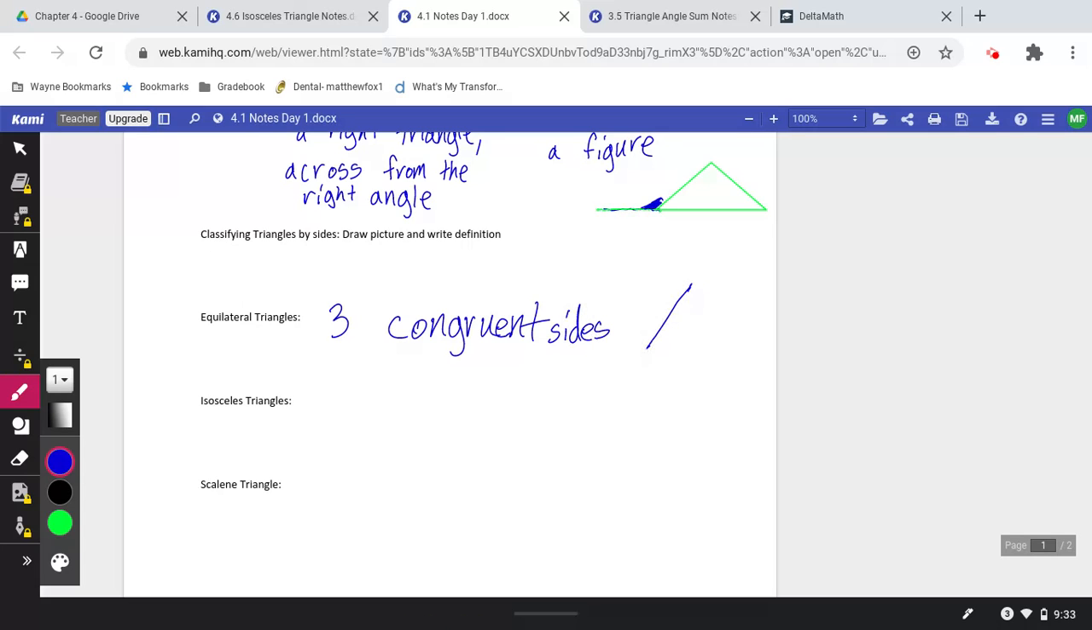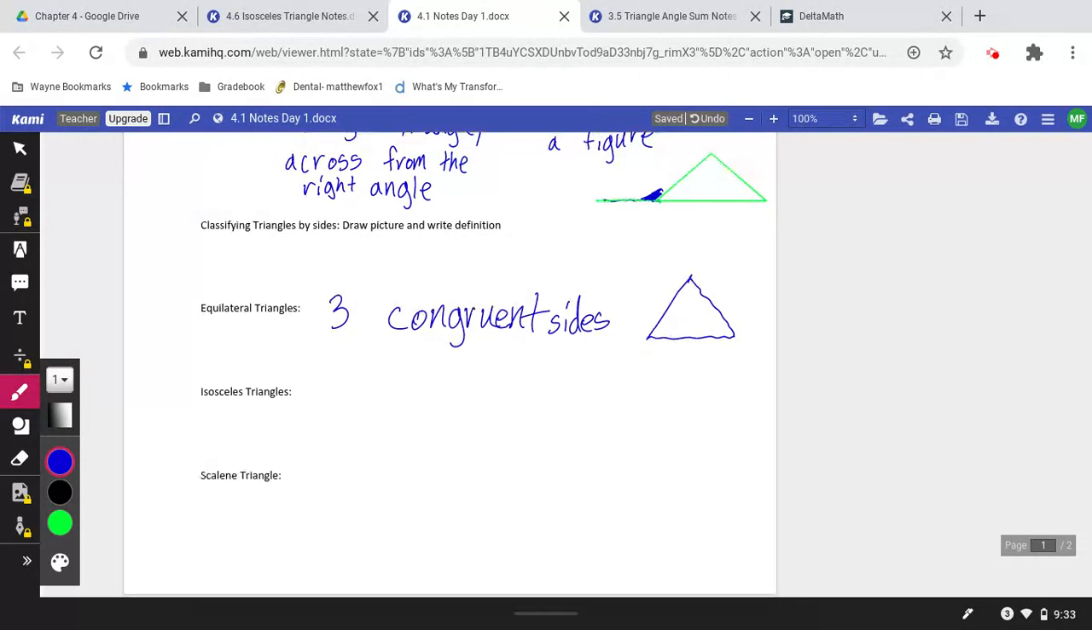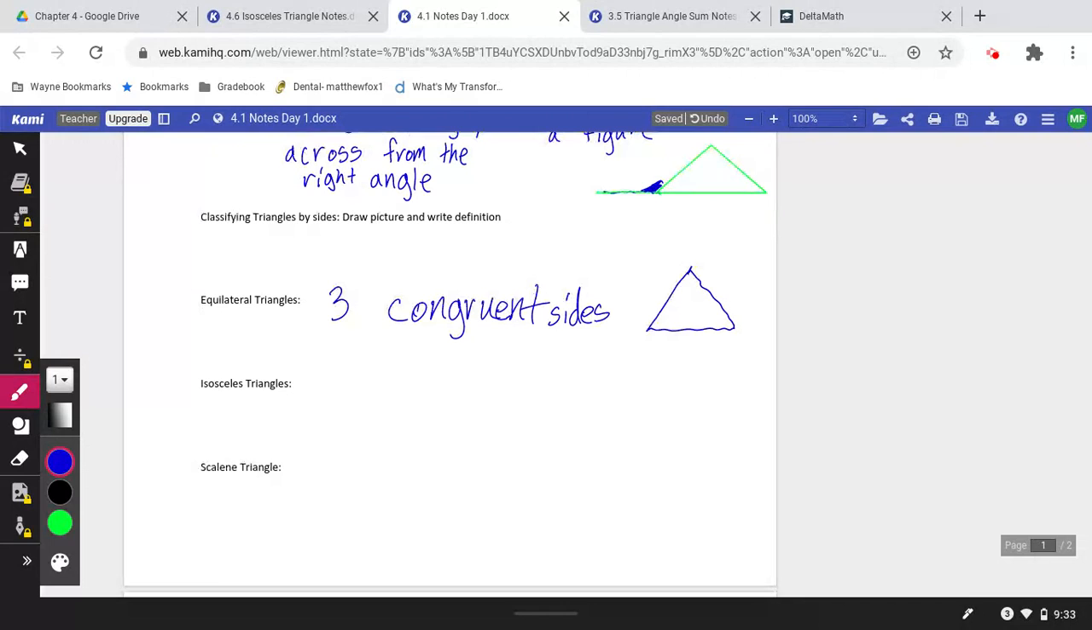And when we draw it, obviously it's not perfect, but do your best to draw an equilateral triangle. To mark that they're the same, I can put a mark here, here, and here. Since they each have one slash, that means they are the same as each other. Now, for isosceles, we already kind of talked about this. This is when there are two congruent sides.